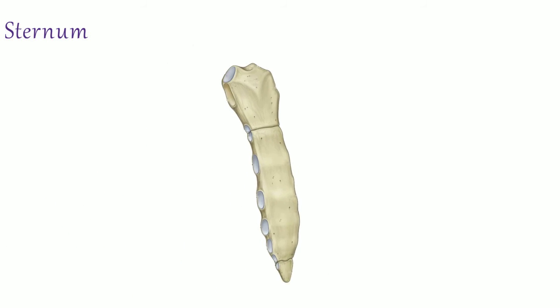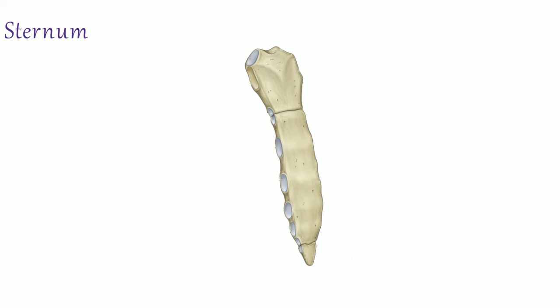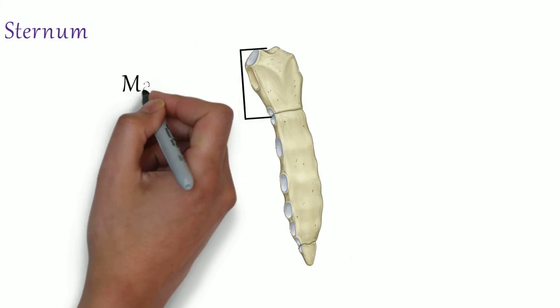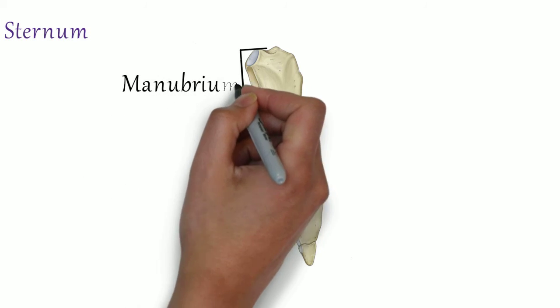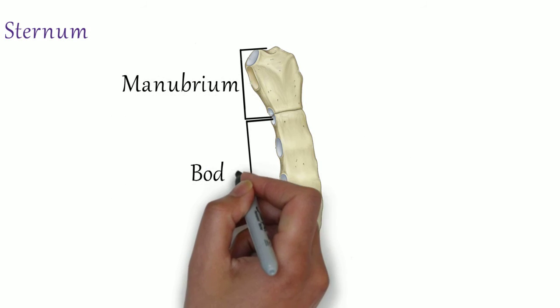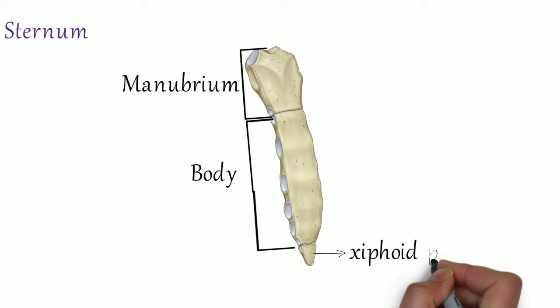Now let's know about sternum. Sternum consists of three major parts. This is manubrium, this is the body, and this is the Xiphoid process.